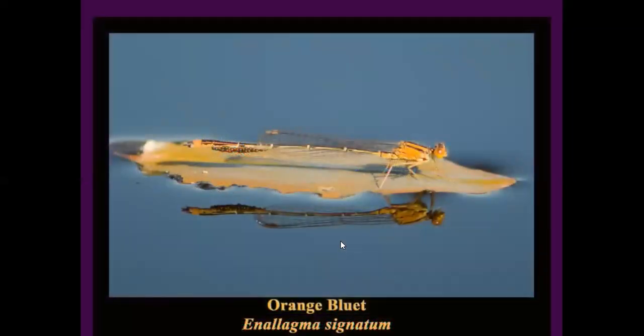And now we get into bluets that are not blue. We have the orange bluet. It's got quite a mite load on it here, and the mites are phoretic, meaning that they're just hitchhikers. They're not really affecting the damselfly too much.